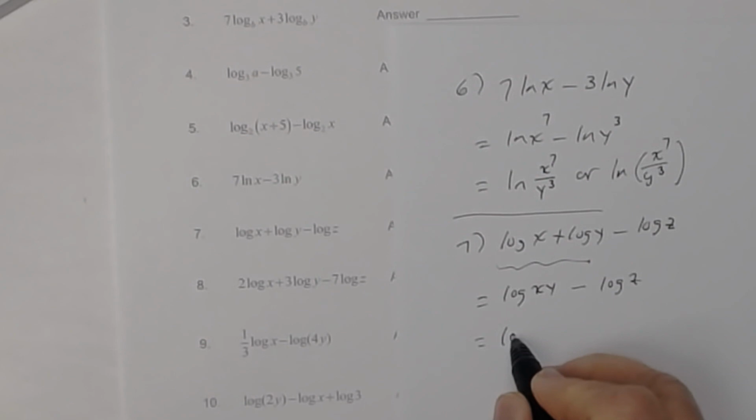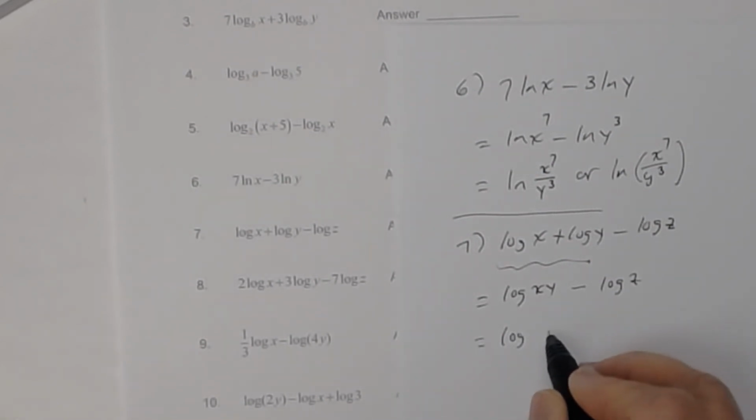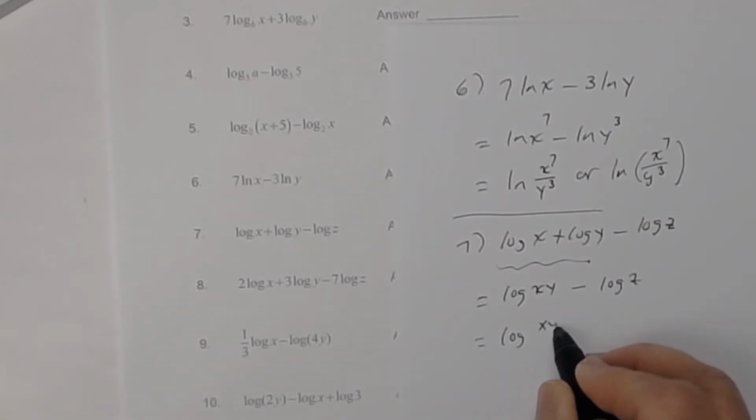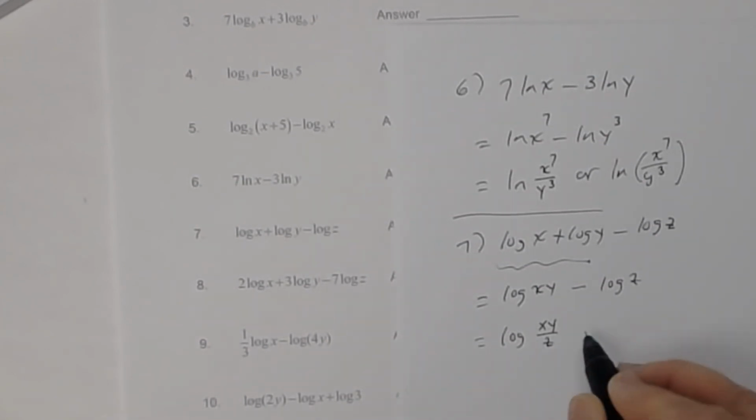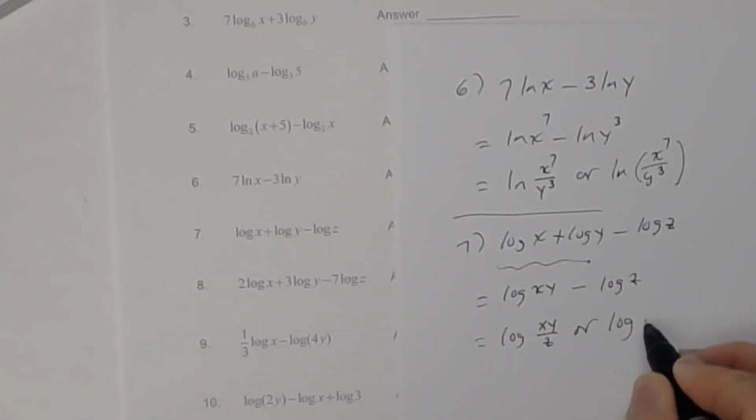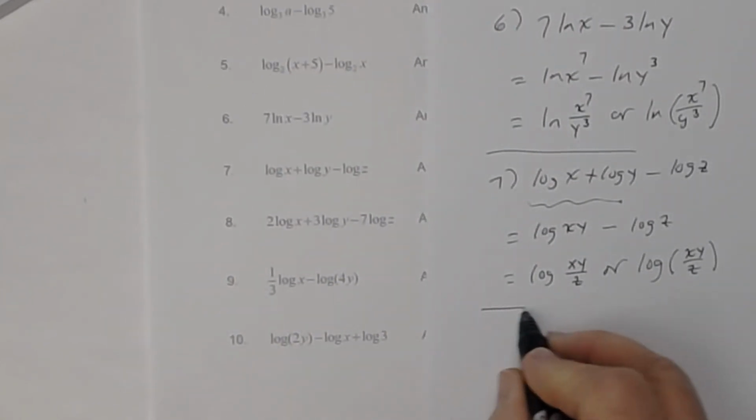So then this becomes the log of 1. So I can write this as 1 logarithm now. It'll be the log of xy divided by z. And if I want to write it with parentheses, that's fine as well. It'll look like this. So there's the answer. Okay, so that's number 7.